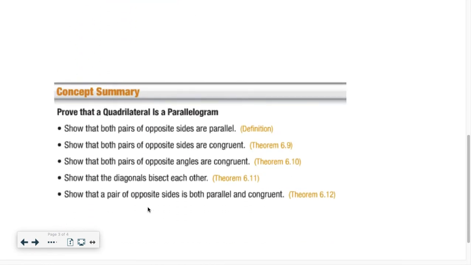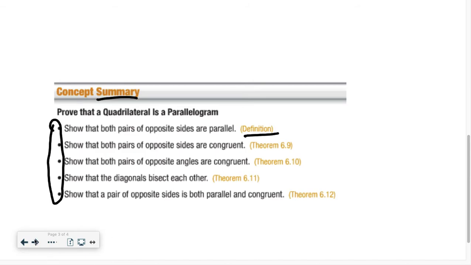All right? So, guys, this is a summary of the ways to show a quadrilateral is a parallelogram. Our definition, and then our 4 theorems we just used.